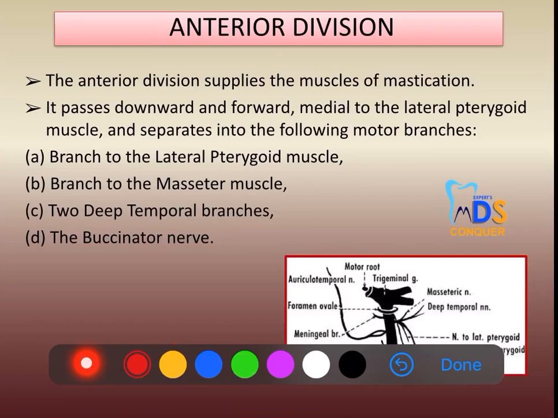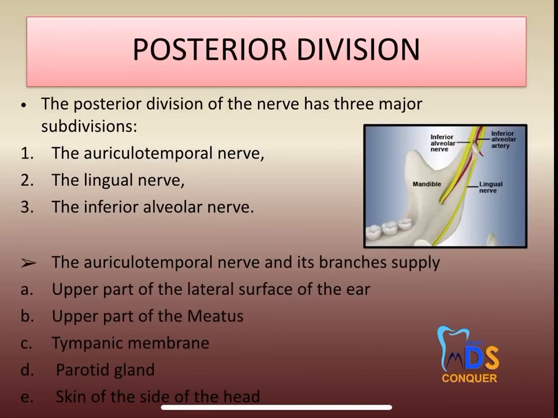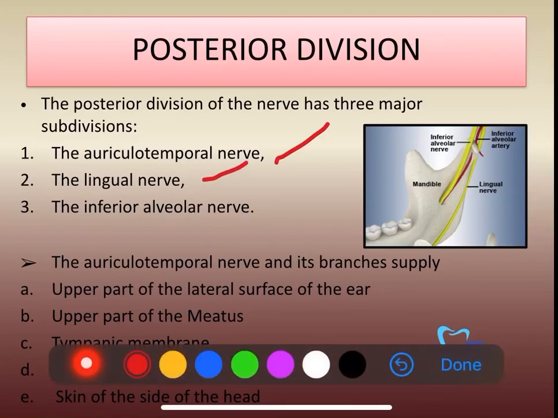The muscles included in the anterior division are the branches to the lateral pterygoid, the masseter, the deep temporal and the buccinator. So, all these you have to write. These are the structures that are innervated by this nerve. Then the posterior division, again you have to give the auriculotemporal, the lingual and the inferior alveolar nerve. So, these points you have to put in, and if you also write the importance of the individual branch, it will be even more fetching.